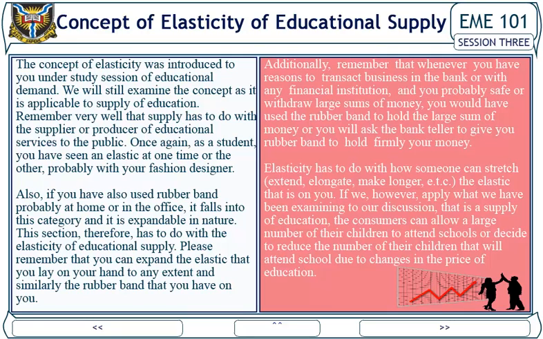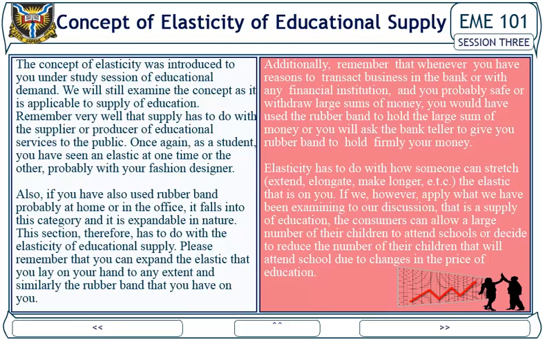Additionally, remember that whenever you have reasons to transact business in the bank or with any financial institution, and you probably save or withdraw large sums of money, you would have used the rubber band to hold a large sum of money, or you will ask the bank teller to give you a rubber band to hold firmly your money. Elasticity has to do with how someone can stretch, extend, elongate, make longer, and so on, the elastic that is on you.